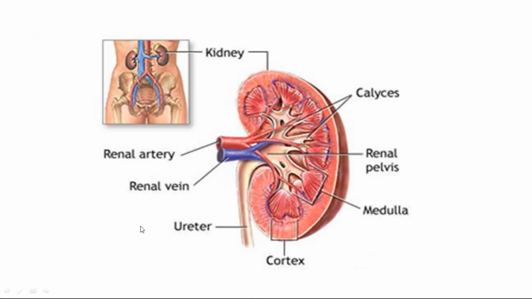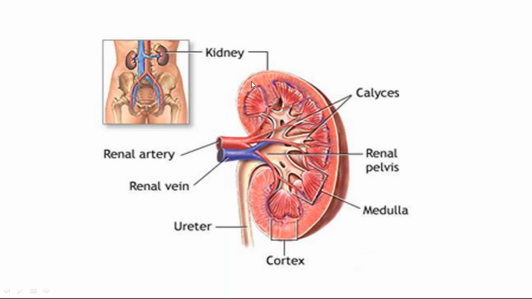See, one important thing I am going to tell here is this is cortex, right? This is medulla. So these are the renal pyramids. These renal pyramids will open through a renal papilla. The opening of the renal pyramids is the renal papilla. This renal papilla will open into a minor calyx. All these minor calyces combine and open into a major calyx, right?